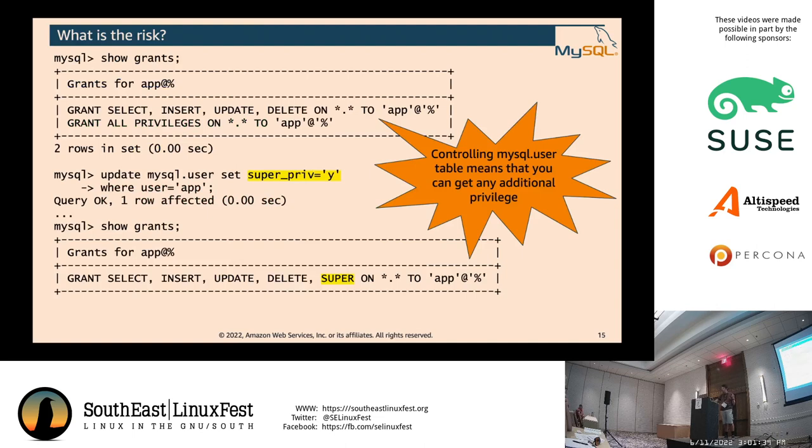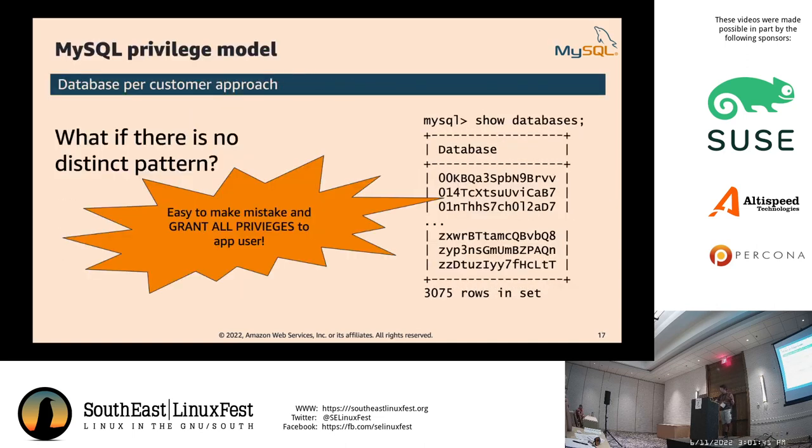So what's the risk? What's the risk again? What if we are not following the pattern? What if we create a database and we have chosen this, I would say it's a horrible idea. But let's imagine that we have decided to do a hash of the customer name or something similar to that. There's no pattern here. And with no pattern, it's very easy to make this security mistake and create a user which will have an access to all and every databases.